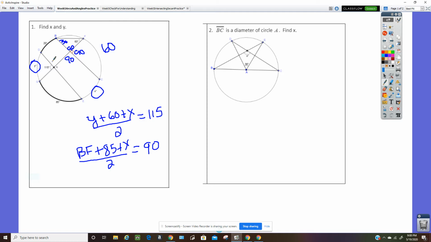And here's another thing, that this is 65 right here. It's supplementary to 115, so BF plus 20 is equal to 65. Oh, no, that's not right. Let me take that back.